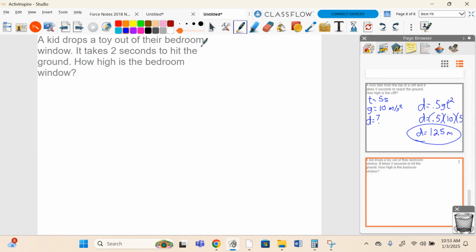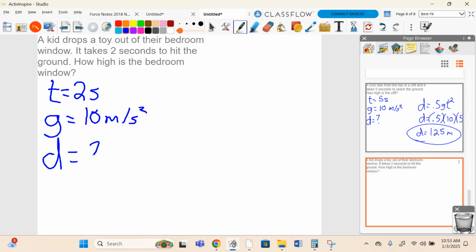Okay. One last problem. A kid drops a toy out of the bedroom window. It takes 2 seconds to hit the ground. That is a measurement of time. It's falling. I know what the acceleration of gravity is on Earth. That is 10 meters per second squared. How high is the bedroom? That's solving for a distance. I'm going to write my equation down. d equals 0.5 gt squared.